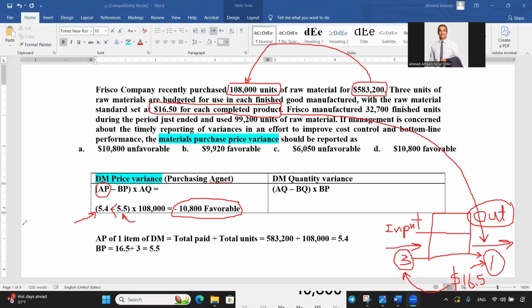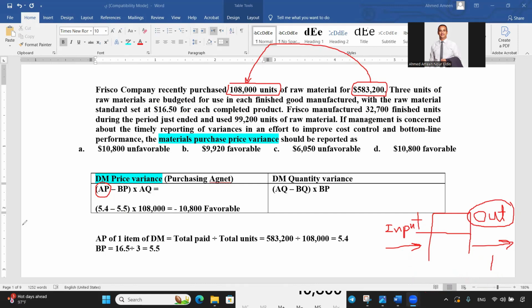Now let's see how we can calculate the direct material quantity variance. It's not asked in the question, but we will solve it now by ourselves. But we have to tell that the solution will be 10,800 favorable, which is this one. We have solved the question. We will now look at another equation.